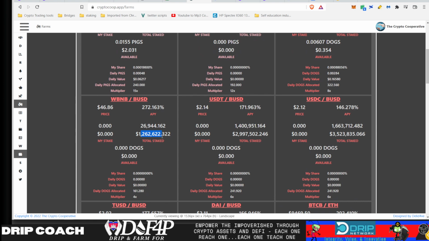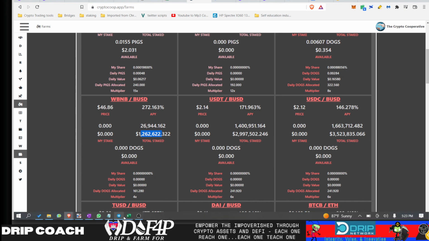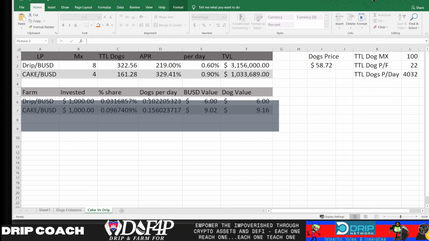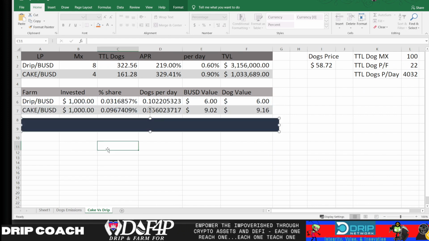So remember, this is a fixed snapshot in time. The emission rewards can go up and down due to the dynamic supply control algorithm. And also the APRs will adjust because of that. But if all things were constant, we can use these numbers. So next up, we can now look at a $1,000 investment.